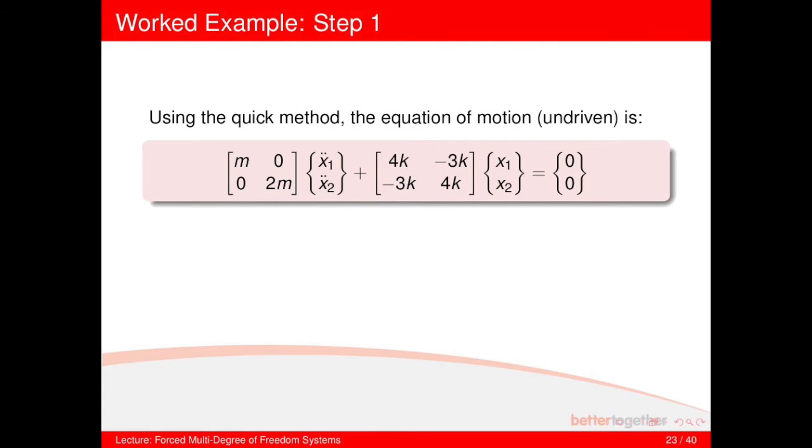So, step 1, quick method, we can find the equation of motion. Like we did last week, you can use the quick method and develop these matrices to give us our equations of motion. For the mass matrix, you take the diagonals and they're just basically the masses. For the stiffness matrix, on the diagonal, you take the springs that are connecting each mass to ground or to another mass, you add them up and you plug them in.